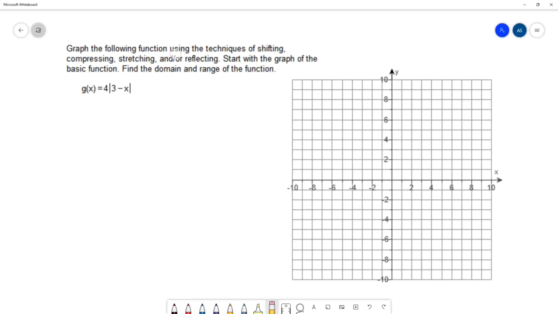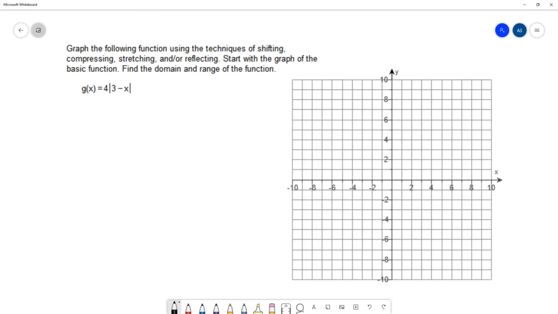Graph the following function using the techniques of shifting, compressing, stretching, and reflecting. Start with the graph of the basic function. Find the domain and range of the function. We want to do that with g of x equals 4 times the absolute value of 3 minus x.